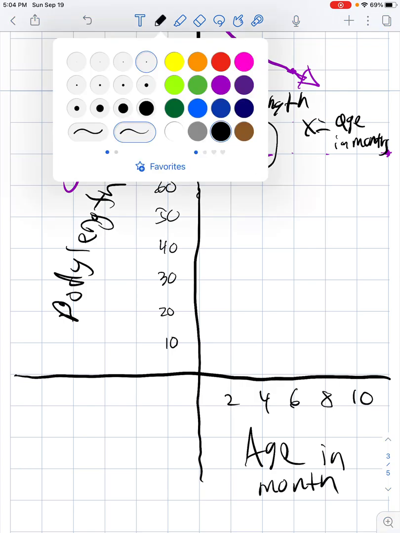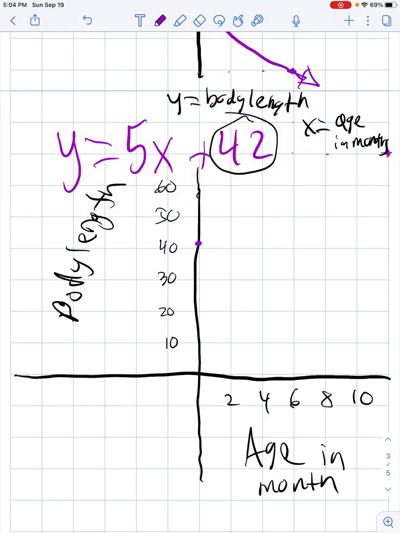I'm going to start at 42. So 42 is about right here. That's my y-intercept. Then I'm going to go up 5 and to the right 1. Up 5, right 1, up 5, right 1. Perfect. So as I graph this, I can calculate the walrus's body length compared to how old they are.